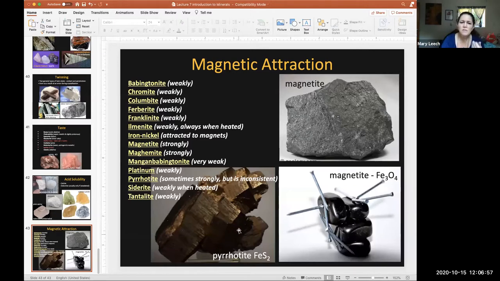Some other minerals, like sometimes chromite or pyrrhotite, might have a weak magnetic attraction. So watch out, especially when you're dealing with rocks. Sometimes they might have a mineral in them that is magnetic, and that doesn't mean that the whole thing is magnetite or that it's all a magnetic mineral. There are other minerals in there.